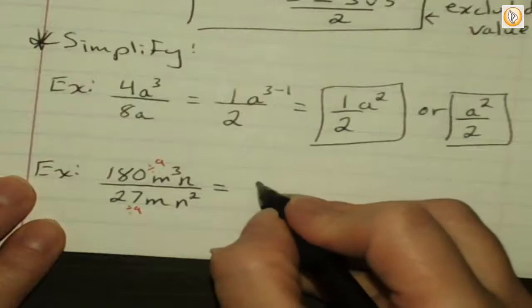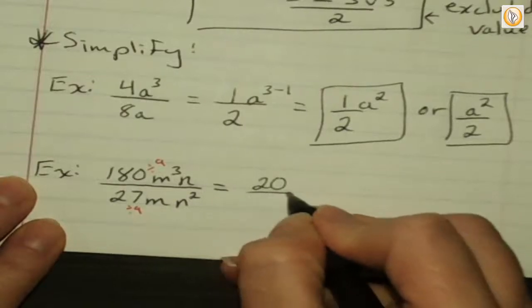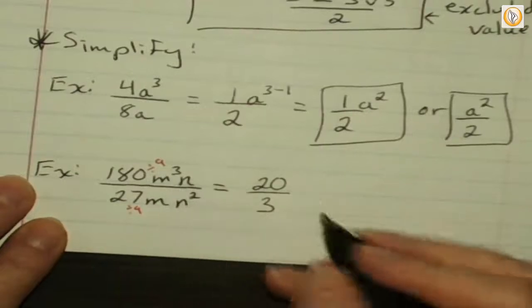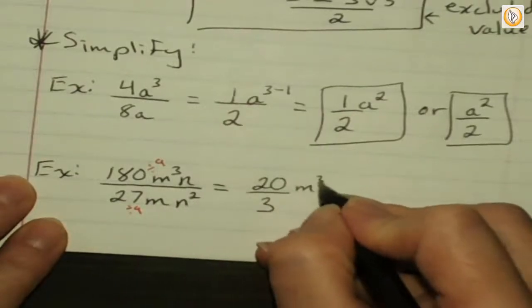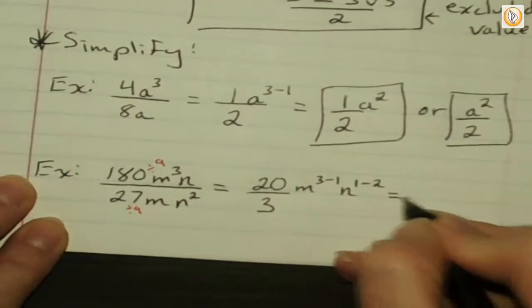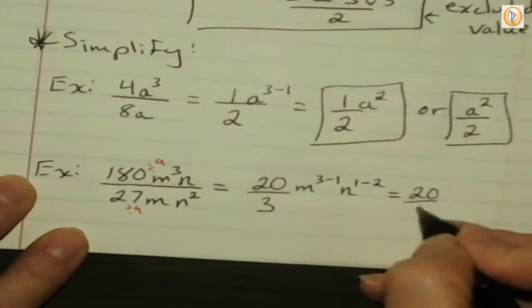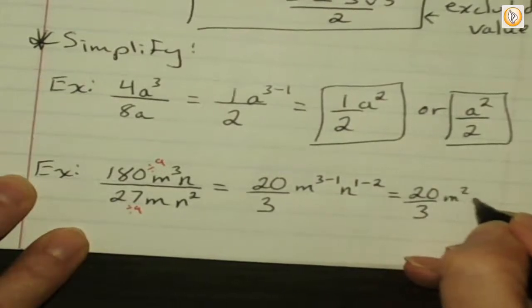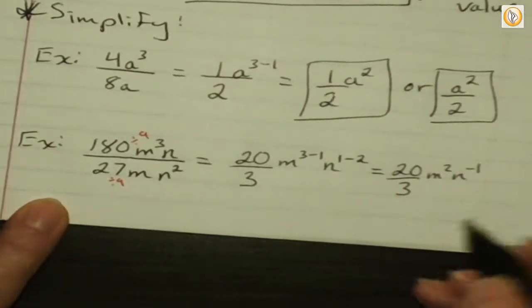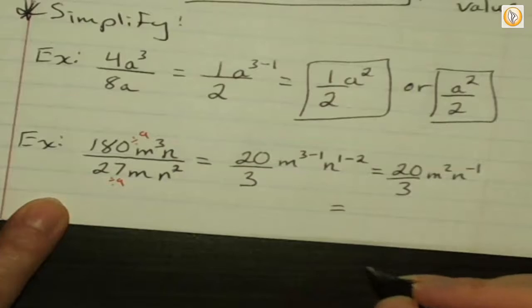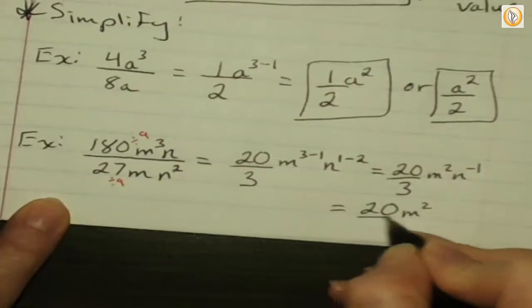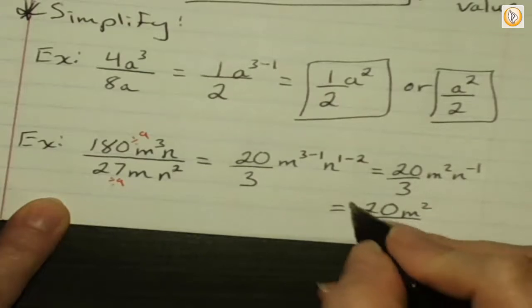180 divided by 9 is 20. 27 divided by 9 is 3. Now we do like we did before with the m's and the n's. I have m to the 3 minus 1 and n to the 1 minus 2. That gives me 20 over 3, m squared and n to the negative 1. Oh no, Franz, can I have a negative 1? No, you cannot. What can I do to make it positive? Move it to the denominator. Make it the denominator, and it will be positive. Perfect. And there's my answer.